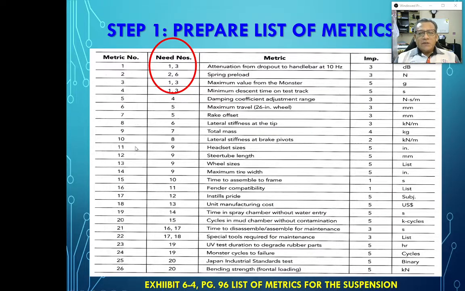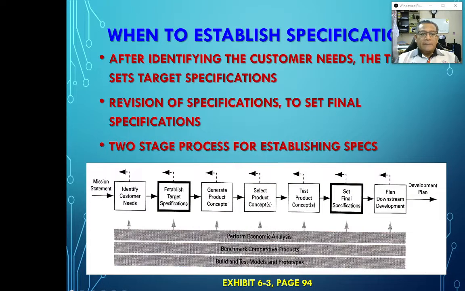Okay, the first step, we have to prepare a list of metrics, right? So the list of metrics is basically the measurement of the customer needs. For example, we have customer needs number 1 and number 3 that we previously discussed. What are customer needs number 1 and number 3? Let's take a look.